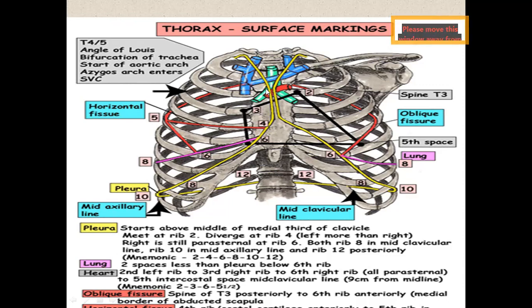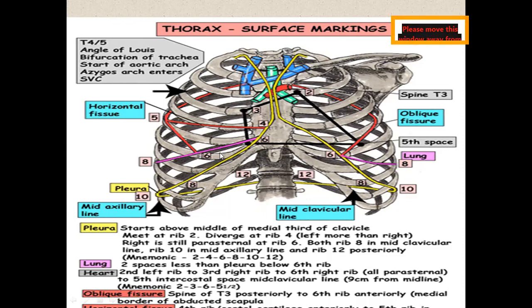Okay, then we also have certain fissures in the lung, isn't it? We have a horizontal and an oblique fissure which divide the right lung into three lobes, and in the left lung we have an oblique fissure which divides the left lung into upper and lower lobes, isn't it? Now when you see this yellow line, this actually shows the pleural reflection.